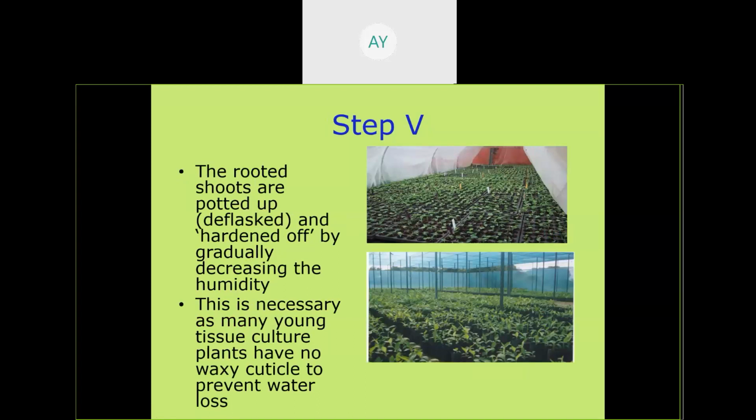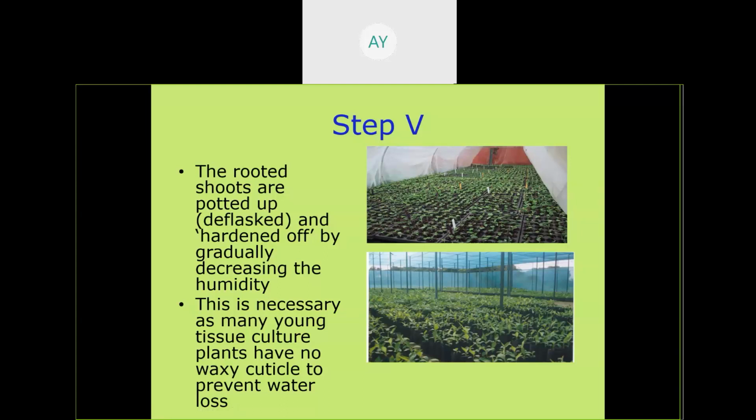And now the next step you will put in the greenhouse and glass house, and then field condition. So the rooted shoots are potted up and hardened up by gradually decreasing the humidity. Means you are going to reduce the moisture content of the environment inside the glass house or greenhouse. Okay, so these plants are fully prepared. Now you put in the soil.